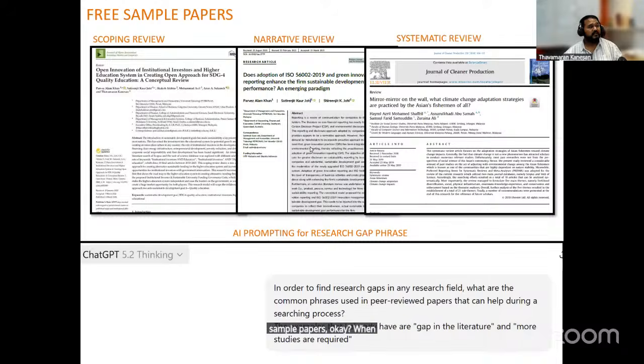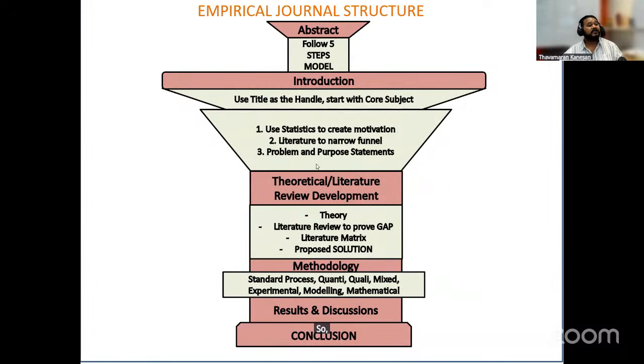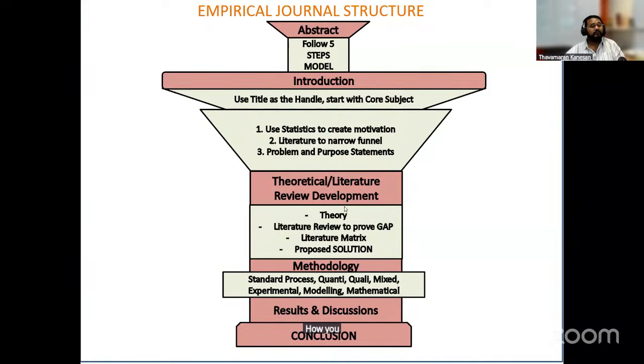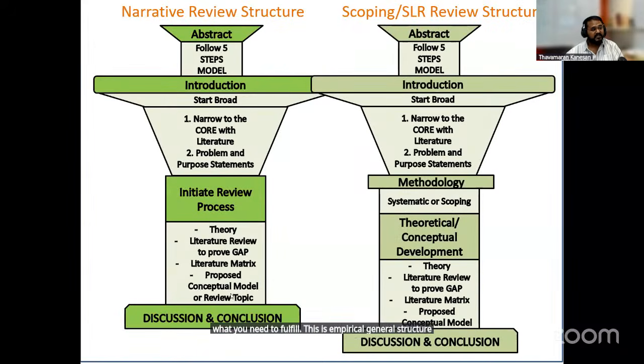When you're writing, you can look at these sample papers. These are additional notes I'm going to give you that whoever left the class today wouldn't get. This is the complete structural development of a paper: how you need to do every step, what you need to fulfill. This is empirical journal structure, narrative review journal structure, systematic review, scoping review journal structure. If you follow this, your journal will fall in place perfectly.